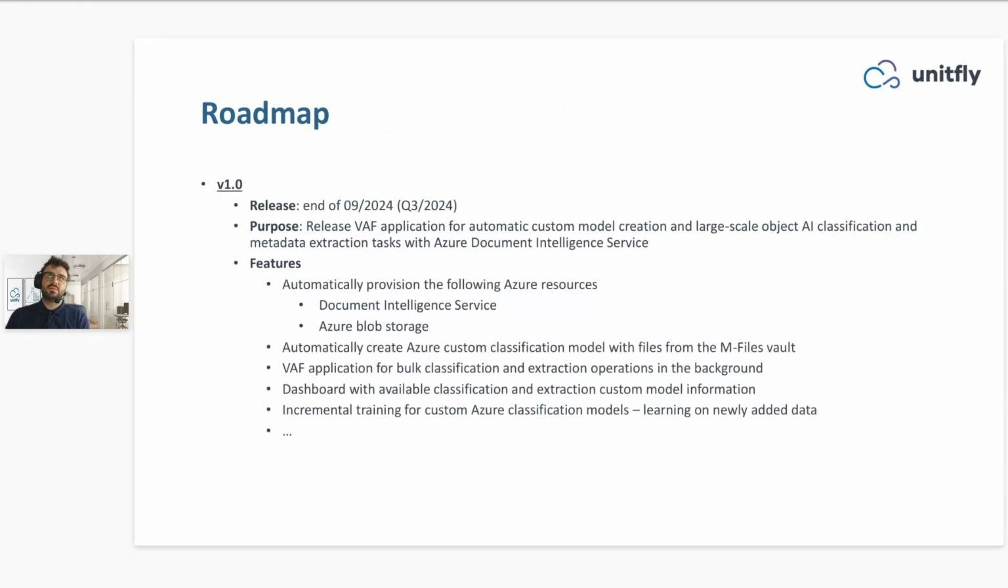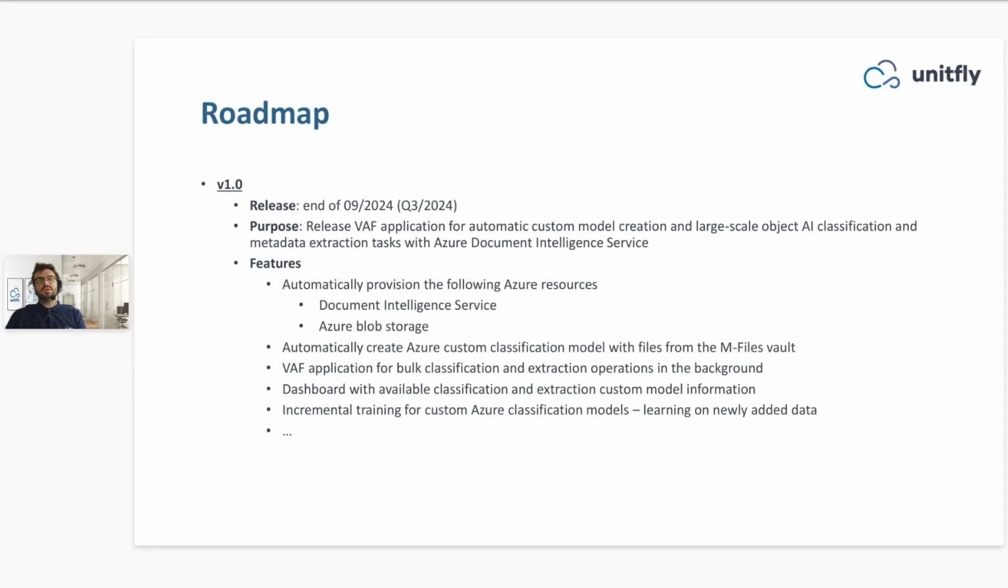And you can then log to disk, event log, and external dashboards if you want to. The second version, what we are calling the first version, is just an extension of AI document kit. It's a VAF application for automatic custom model creation, for automatically provisioning the Azure resources. So when you want to create a custom model, we will have a way to automatically provision the document intelligence service and Azure Blob storage. Everything that you want will be automatically provisioned for you. Also, a way to automatically create Azure custom classification, and also incremental training for custom Azure classification models.